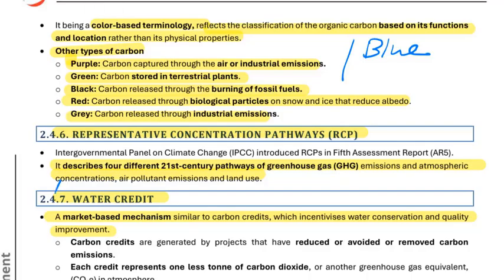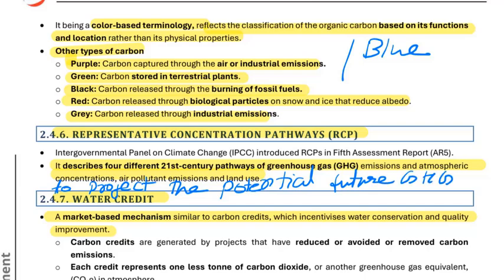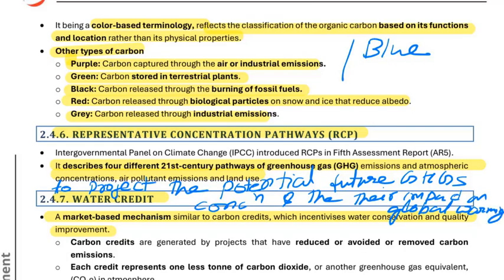Understood? It is actually to project the potential future greenhouse gases concentration and their impact on global warming. Okay, understood these RCPs? It will actually help the policymakers in climate planning and risk assessment.